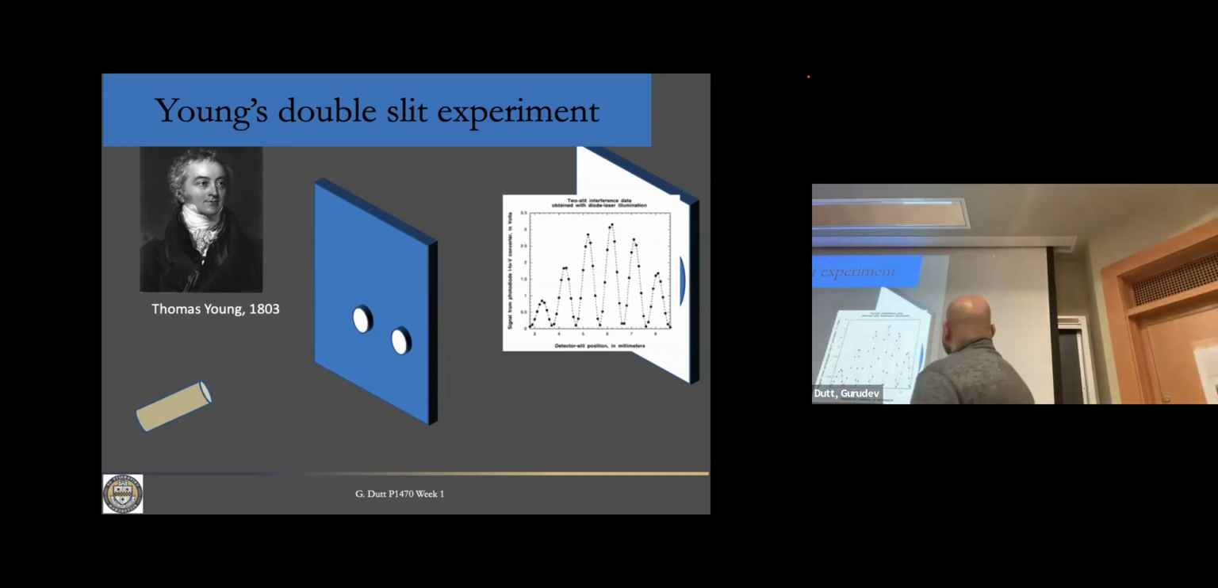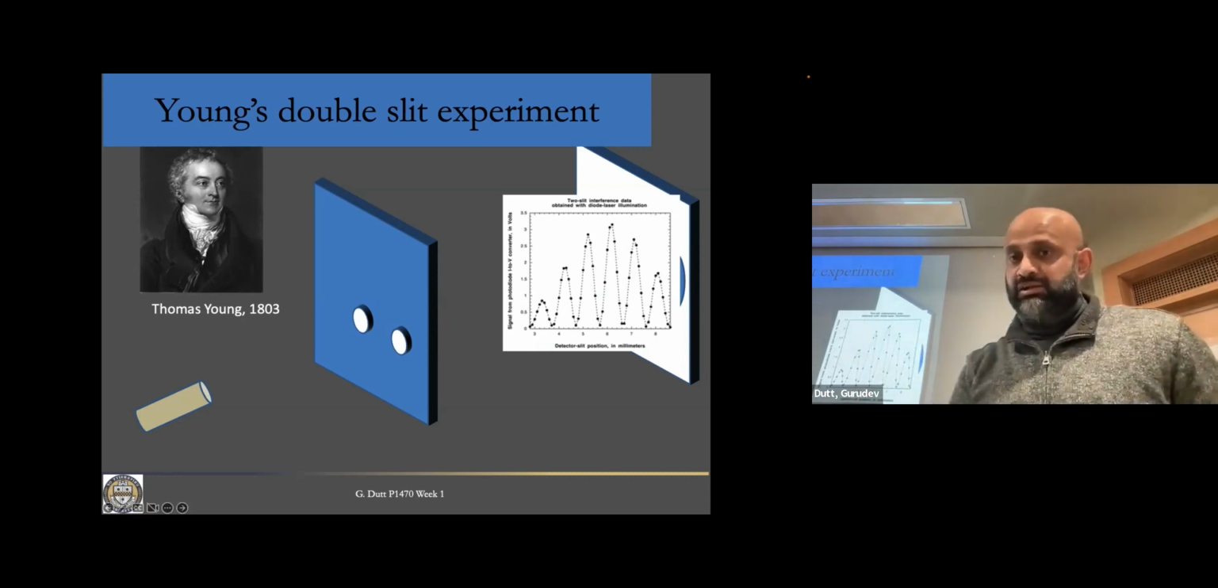In our undergraduate modern physics labs, for example, we do this experiment with modern detectors and so on, and we can get very clean looking interference fringes. We don't need to go that far. We can also just see it with our eyes.